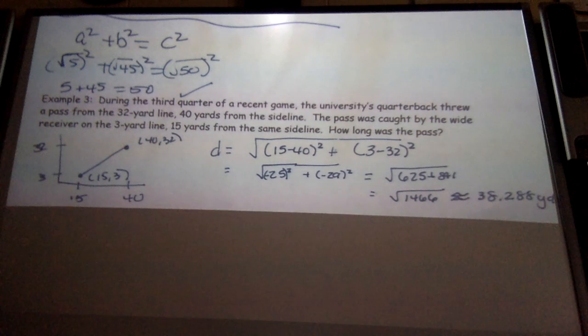And then we wanted, how long was the pass? If we wrote this in simplified square root, is that going to make sense to your coach or to the fans? If you say, oh, his pass was 4 square root 3 yards. No, they want it in decimal, 38.288 yards. So you'll put that in your calculator, you'll square root it and give me the answer. I rounded to 3 decimal places. So when you decide what you're doing with your answer, make sure that you're giving it in the context of the problem.